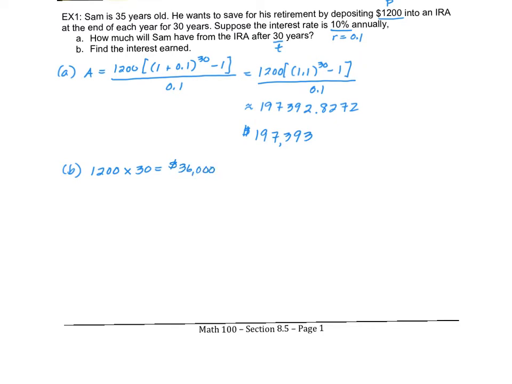That's how much money that Sam put in. But he actually got back $197,393. So if you take how much money he got and you subtract how much money he put in, the difference between those two would be the interest that he earned. So the interest that he earned is $161,393.